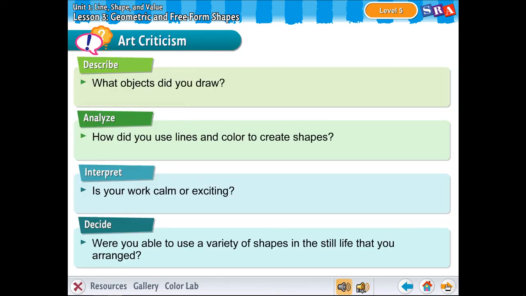When you're done, what objects did you draw? How did you use the lines and colors to create the shapes? Is your work calm or exciting? And were you able to use a variety of shapes in your still life that you arranged?